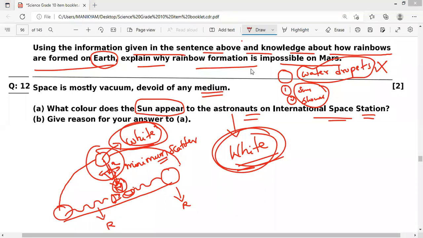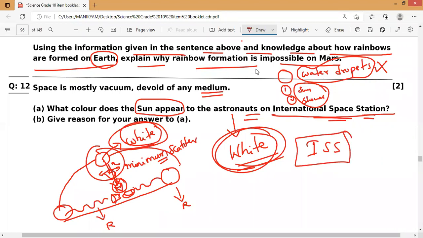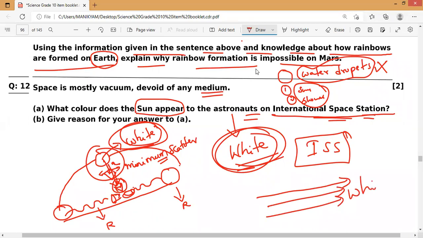Now, when the astronauts are seeing from the International Space Station, ISS, there is no scattering of light. So whatever light is coming from the sun, they will see directly. So what is the color of that? All of you? White color.